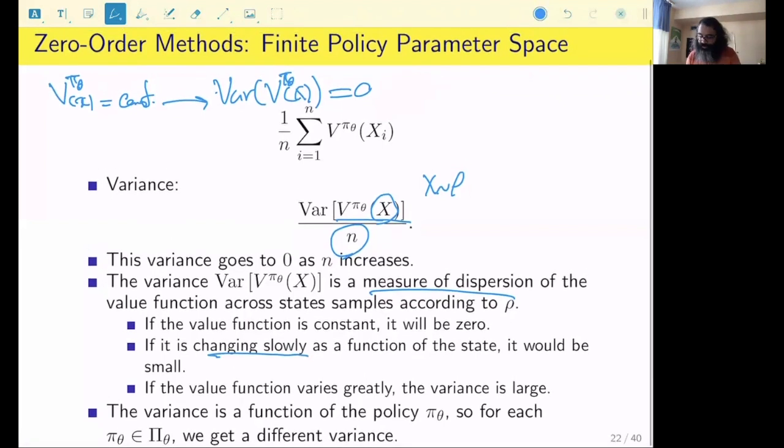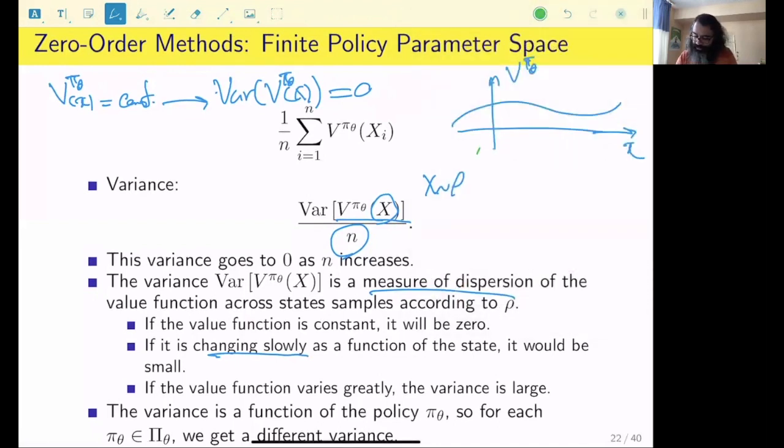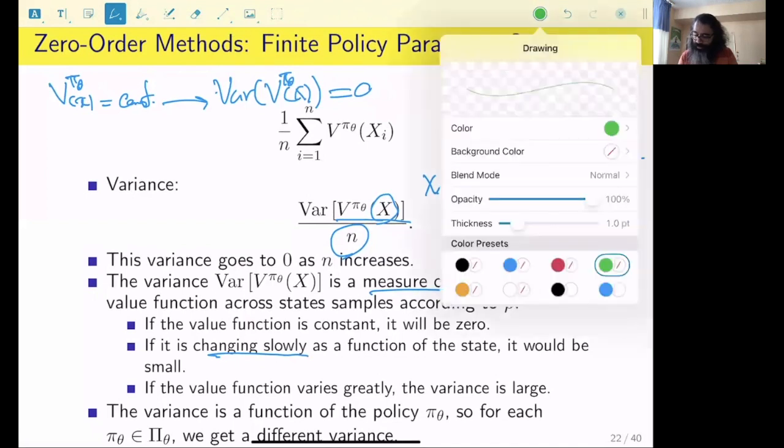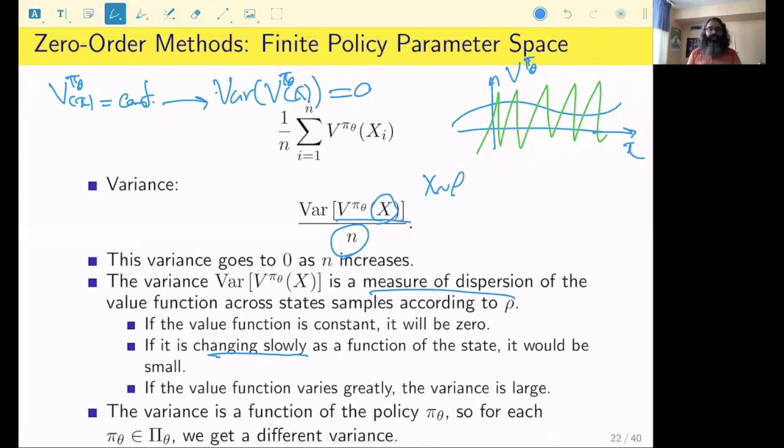And if the value function is changing a lot, the variance would be high. The other comment I have here is that the variance is a function of the policy pi theta. So for each policy, we get a different variance. But for all of them, the behavior as a function of n is the same: it goes down as n increases.